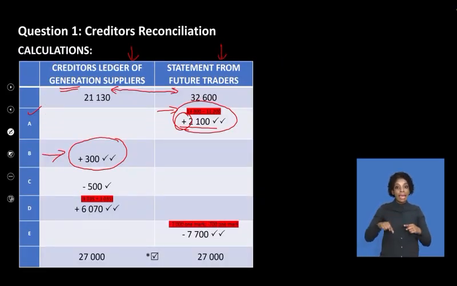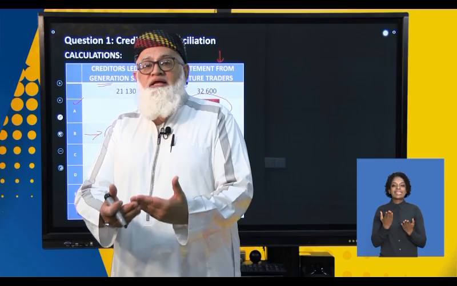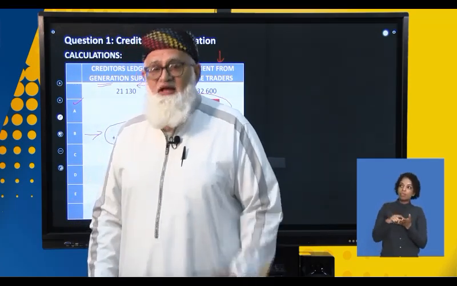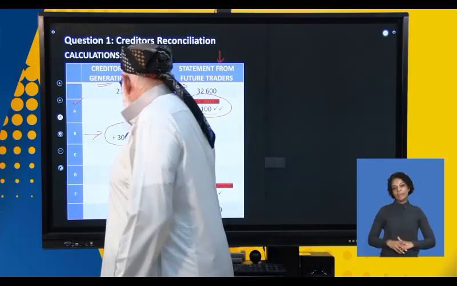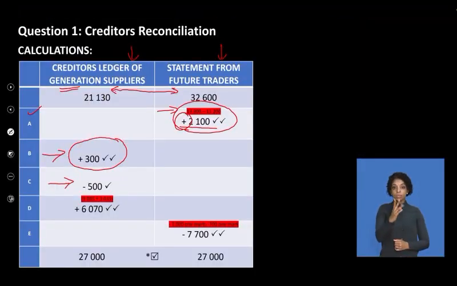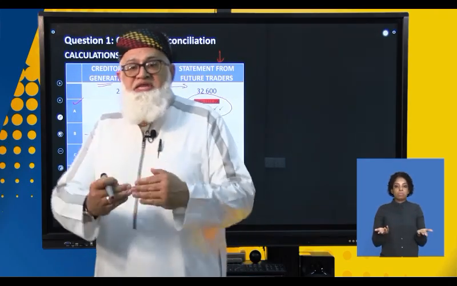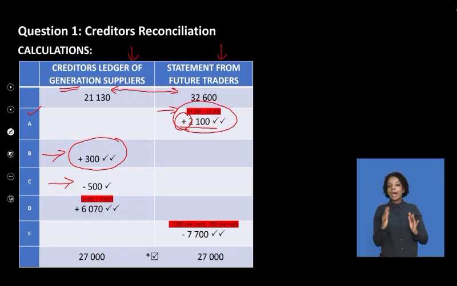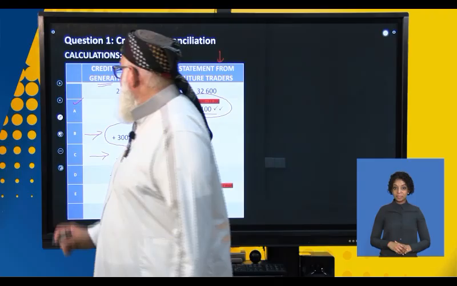And clearly you can see, what have we done? Goods were returned to our suppliers. And when we return goods to our suppliers, it reduces the amount that we are owing them. As a result of that, because we are reducing the amount, you can see the minus 500. In the books of Generation Suppliers, we did not record the transaction. We now have to record the transaction. And how do we do it? By saying minus 500. Why? Because there was a return of goods. Got it? Great. Let's move on.